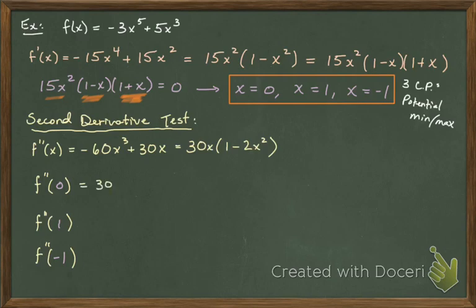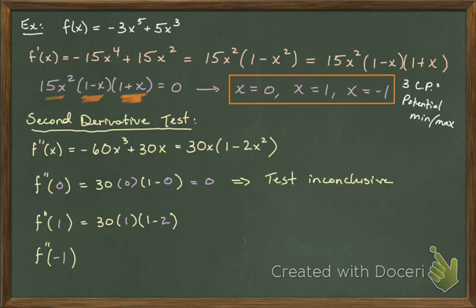Plugging in 0 doesn't really get me much. I get 0, because 30 times 0 makes everything 0 here. The test is inconclusive. So what I would have to do is figure out if my function is changing from increasing to decreasing. I'd have to use the first derivative test there. It happens. I just wanted to show you a situation where the test doesn't work. It's just not all powerful. But in the other 2 situations, we are lucky enough to get a result.